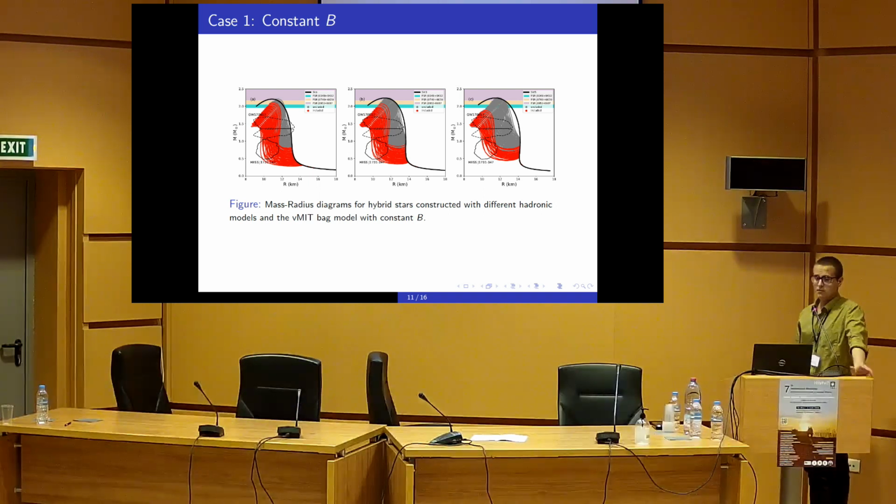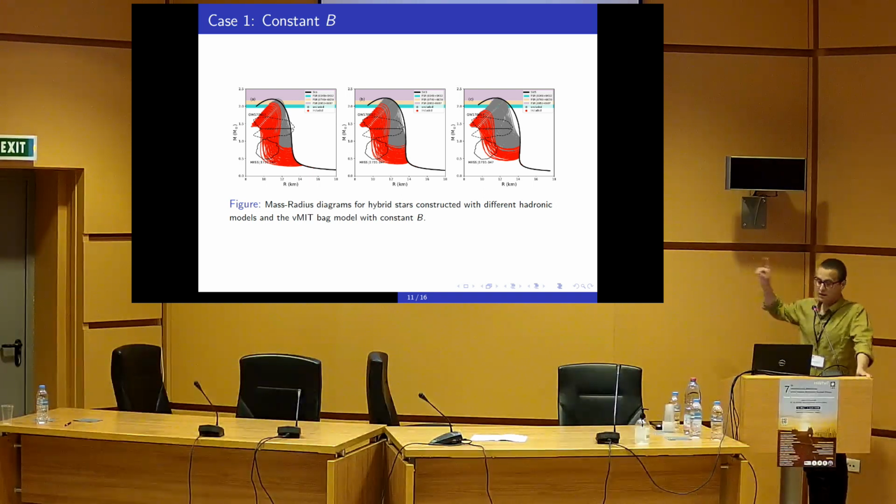As you can see, for the case of constant bag, with the black lines, you can see the M-R diagrams predicted by the stiff equations of state that are compatible with the PREX-II experiment. And with red, you can see the equations of state with phase transitions, which also pass through the confidence interval for the HESS observation. The gray ones are equations of state with phase transitions that do not satisfy the constraints. And as we can see, a strong phase transition is capable of reproducing both events simultaneously.